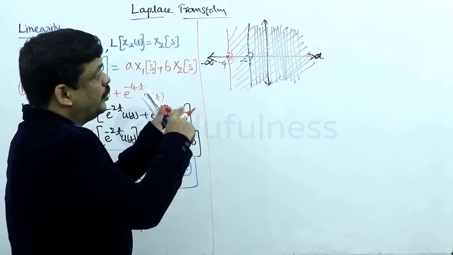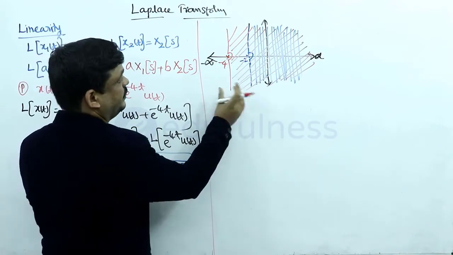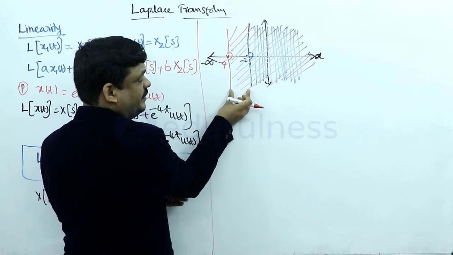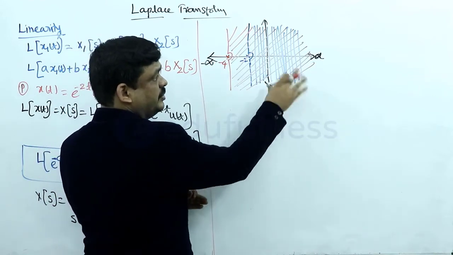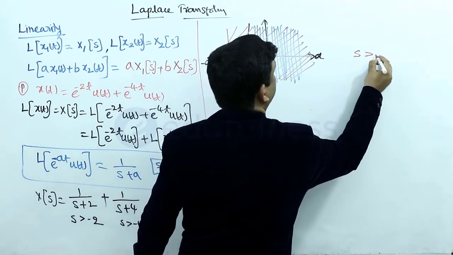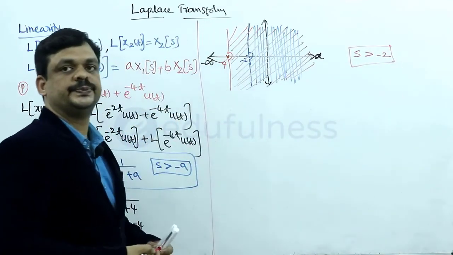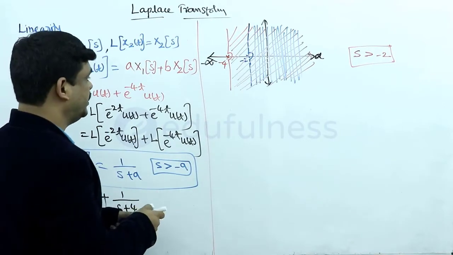Then both the ROCs are defined from which position? Just compare this. Only one function is defined here. From here onwards, both are defined. That's why your overall ROC is defined as greater than minus 2. Right? So immediately we have to write that now.